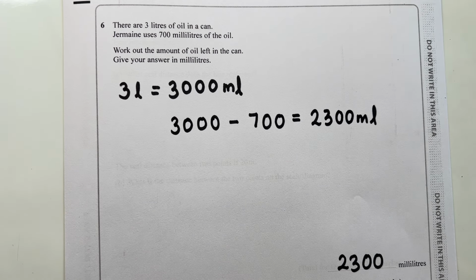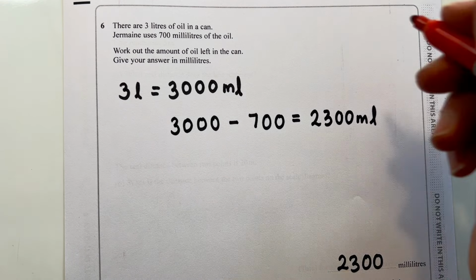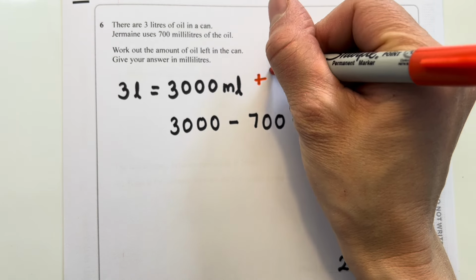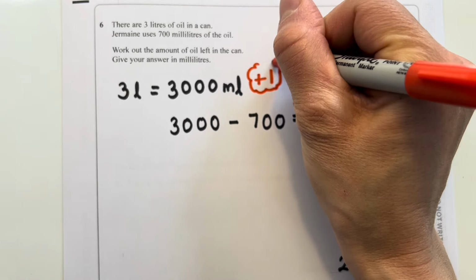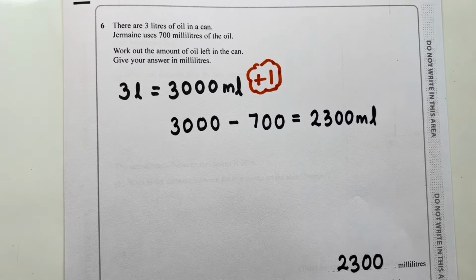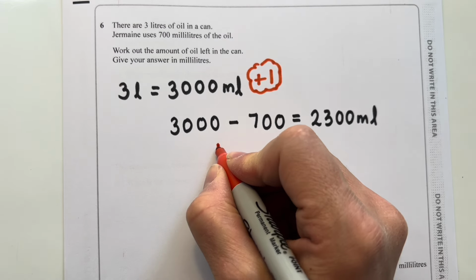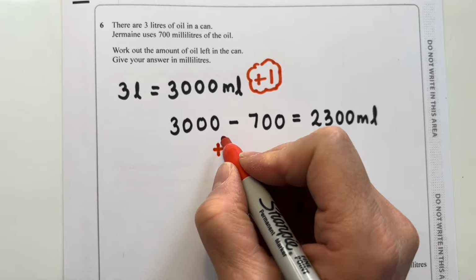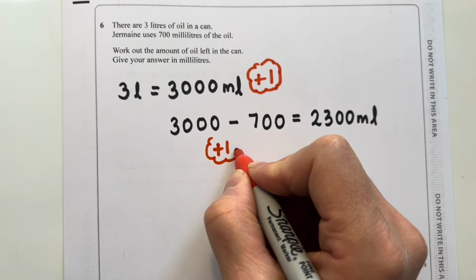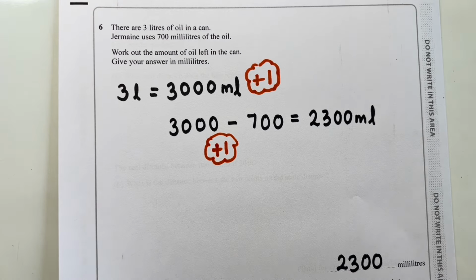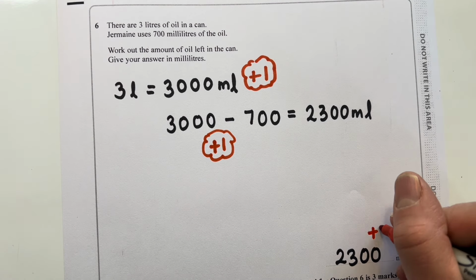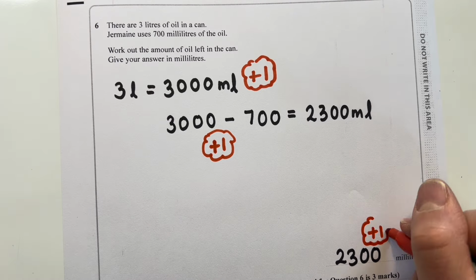If you get the answer of 2,300, you will get the full 3 marks. Otherwise, there is a mark for saying 3 litres is the same as 3,000 millilitres. Another mark is for showing you're trying to find the difference between 3,000 and 700. And the final mark for getting the final answer.